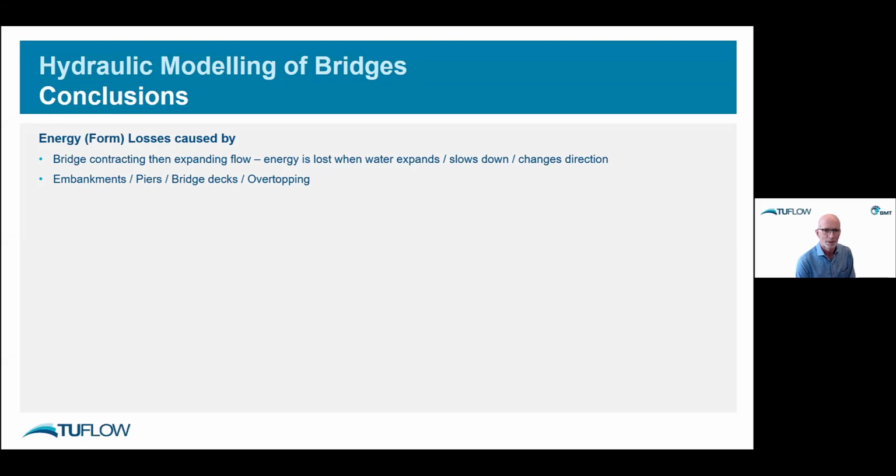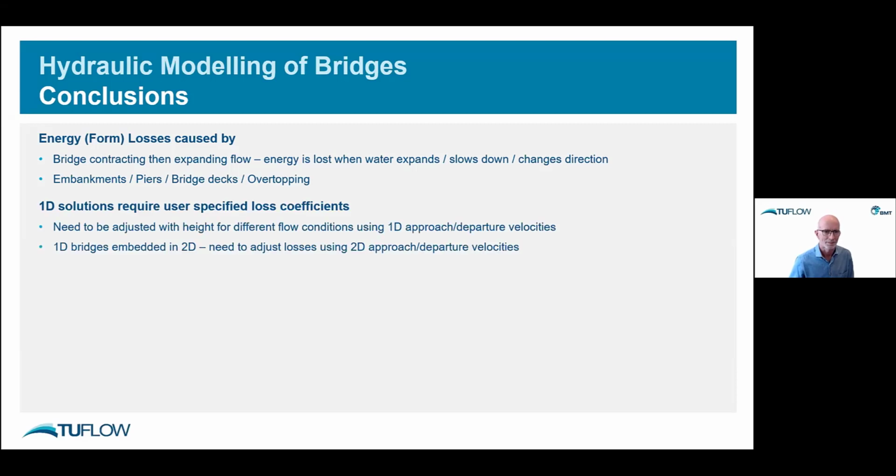And it's all caused by the flow being forced to contract, and then being expanded. It slows down and changes direction due to things like embankments, piers, bridge decks, and of course overtopping. So that's what's fundamentally driving the energy loss around the bridge structure.